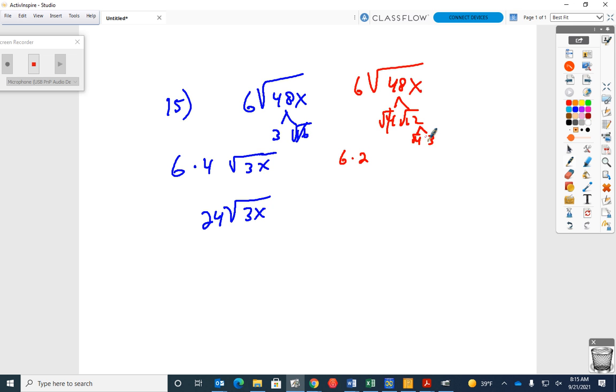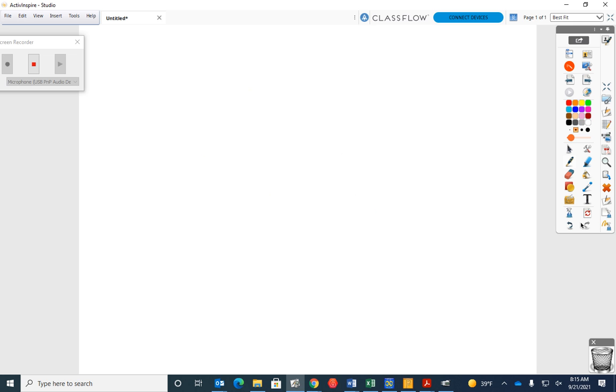4 and 3. Is either one of these a perfect square? What's the square root of 4? 2. What's the only thing left inside there? A 3 and an x, right? So 6 times 2 is 12, times 2 is what? 24 radical 3x. So those are the same answers. How many of you got that one right? How many of you missed it? Do you see where you went wrong? Let's look now at number 17.